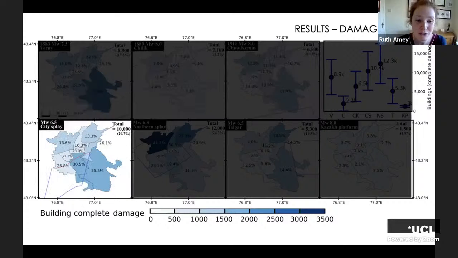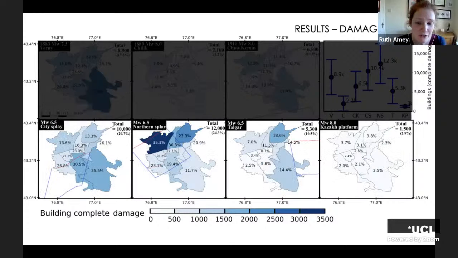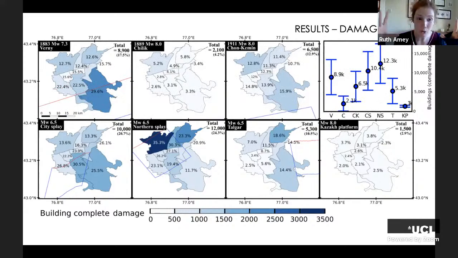If you click to reveal the bottom row, in comparison, we have our hypothetical scenarios. We modeled these as smaller events, so magnitude 6.5 compared to 7 and 8, but because of their proximity to Almaty and the fault extending under much of the city, these are much more damaging. So if you click once more to look at all of the scenarios we have here, you'll see that the northern splay is a significantly larger event because the fault is so close and so much of Almaty is directly on top of this fault. This causes several thousands of buildings to collapse.